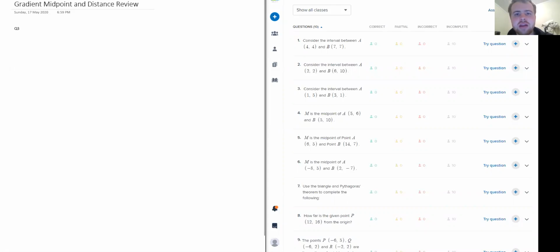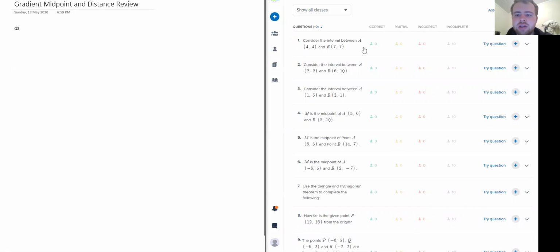We're looking at the gradient, how to calculate the gradient, how to calculate the midpoint, and how to find the distance between 2 points. Okay, we're looking at some maths-based questions. I'm going to go through them and how we would input those into MathSpace.